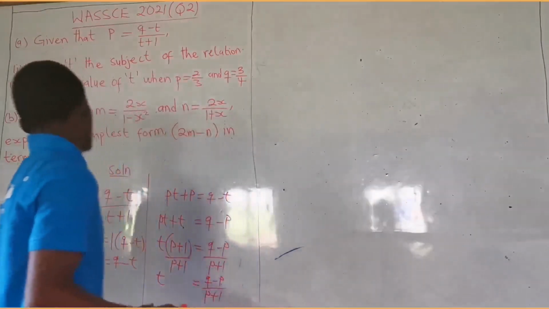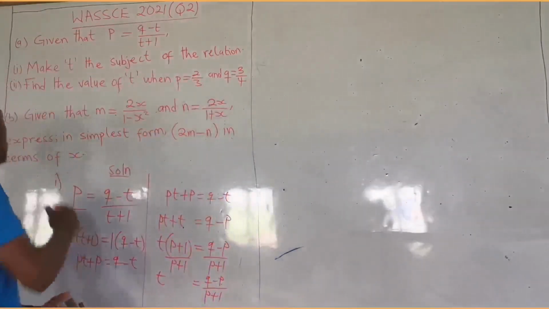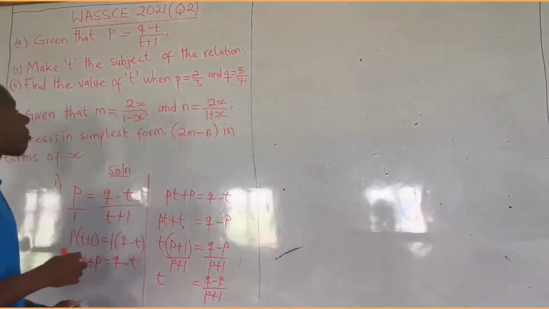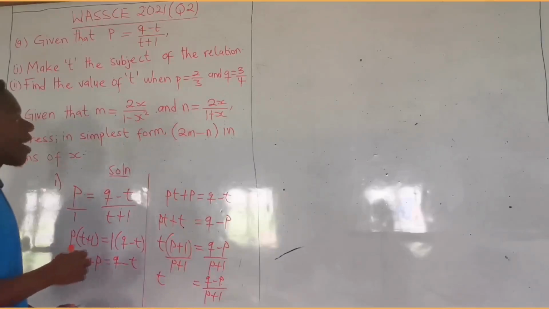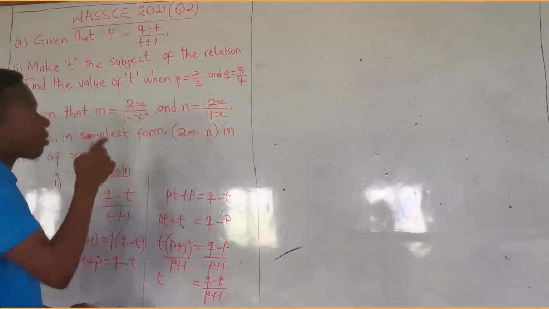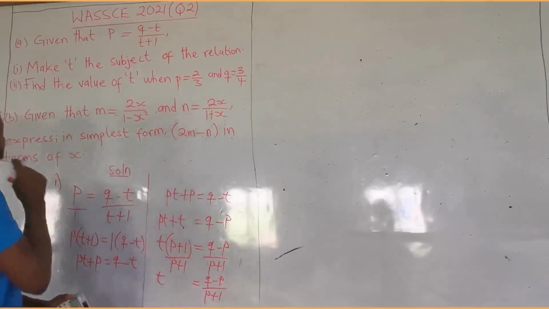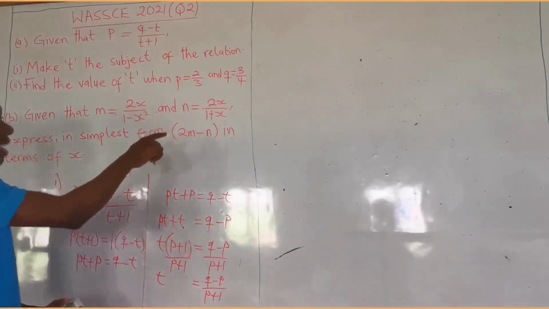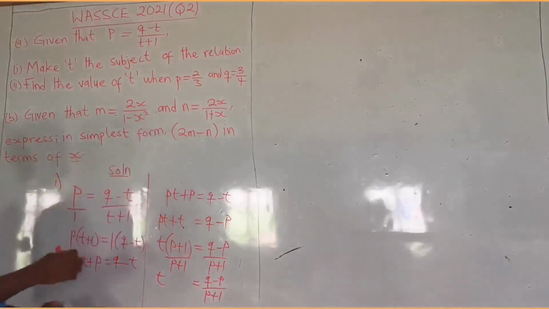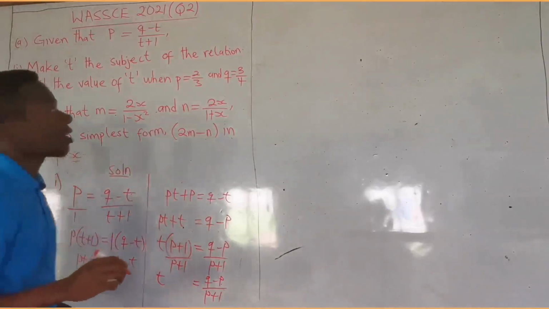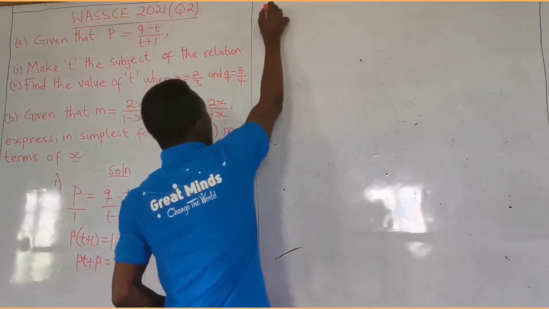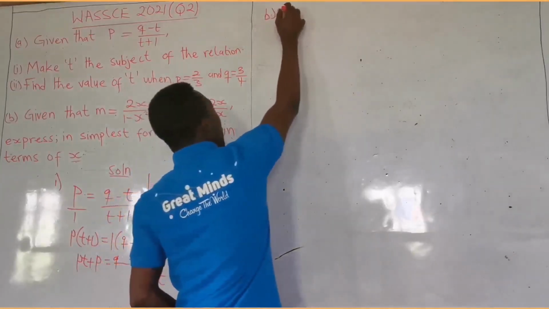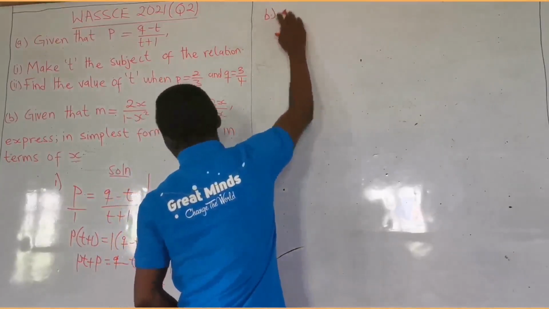Okay, so that is the A part we just solved. So let's move on to the B part. Given that m is equal to 2x all over 1 minus x squared and n is equal to 2x over 1 plus x, we are to express in simplest form 2m minus n in terms of x. So that's what we are told to do. So here is B, option 2B.